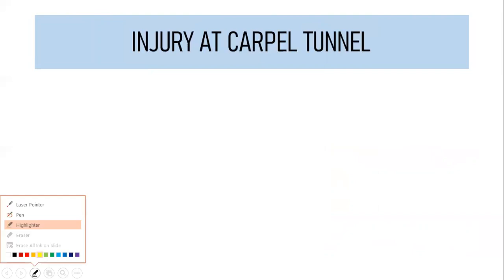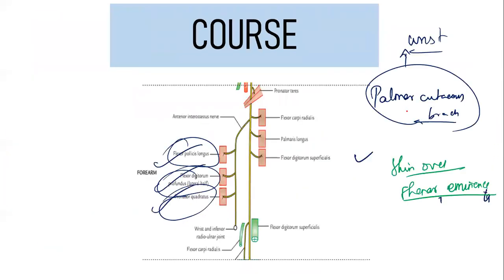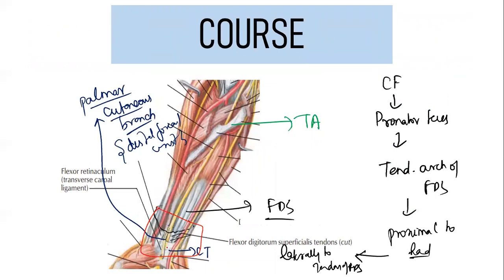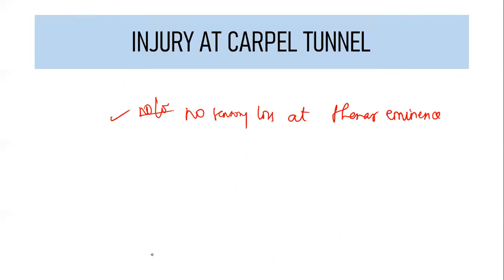But if the injury is at carpal tunnel, what happens? Just imagine if the injury is at the carpal tunnel. First thing, very important, is no sensory loss at thenar eminence. Why is there no sensory loss? Because the median nerve gives rise to the palmar cutaneous branch before it enters into the carpal tunnel. Yes, the nerve enters here. This is the carpal tunnel, but the palmar cutaneous branch is raised right at the level of distal forearm or the wrist. So you will not have any sensory loss at the thenar eminence, right?